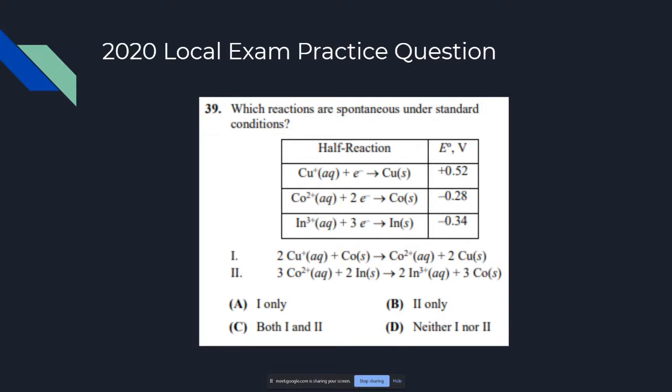This is a practice question from the 2020 exam. So just type your answers in the chat, or you can say them out loud.